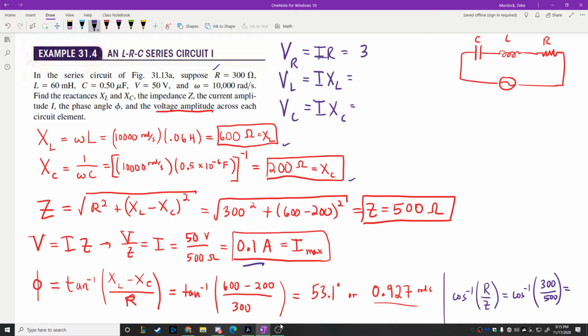$30, okay. VC's 20. Nice round values in this problem. Oh, it's gonna be 60, right? Yeah. And there we go.